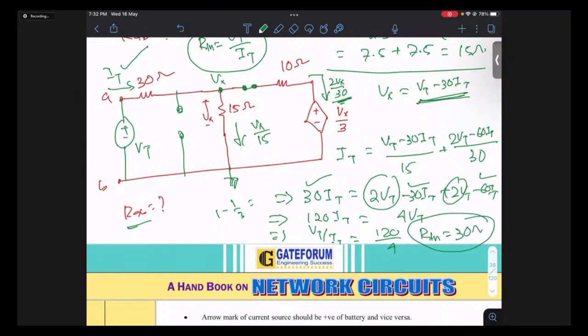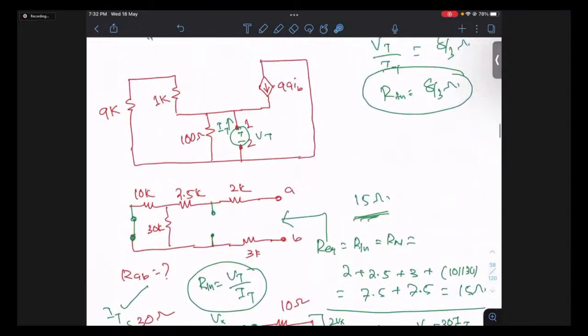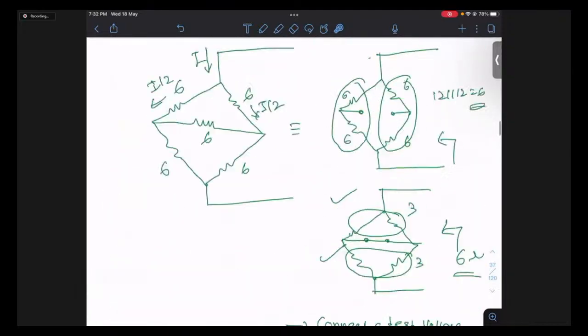As you progress with the nodal analysis method, all these equations will be very straightforward. But I believe you, just by using Ohm's law and KCL, I am finding all these solutions. So the answer is 30 ohm for this. This is how you deal with it if the network contains both independent as well as dependent sources.